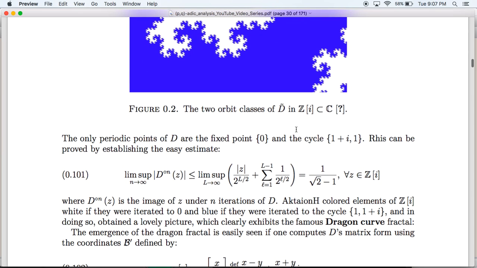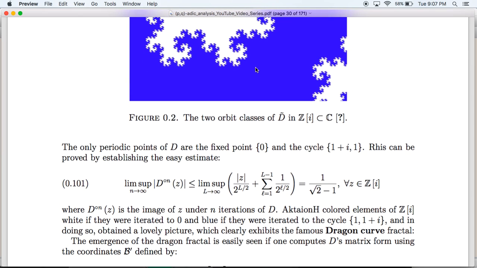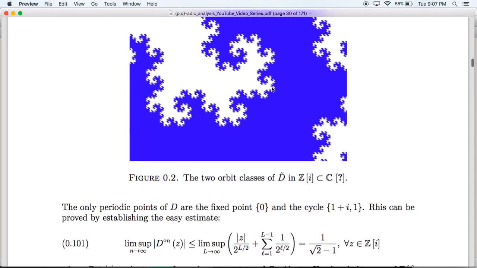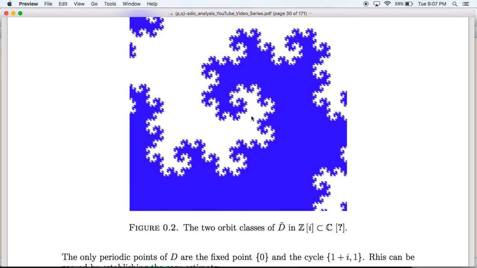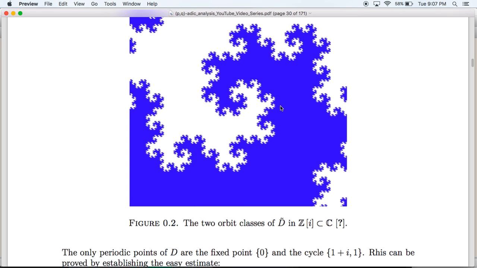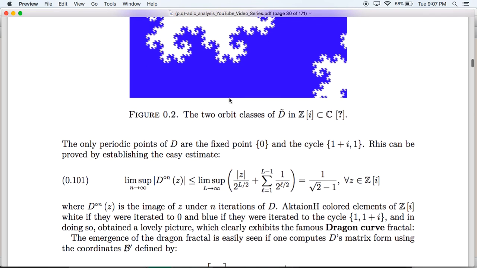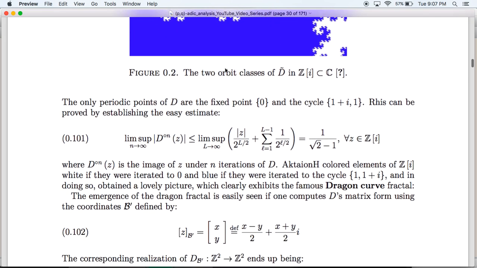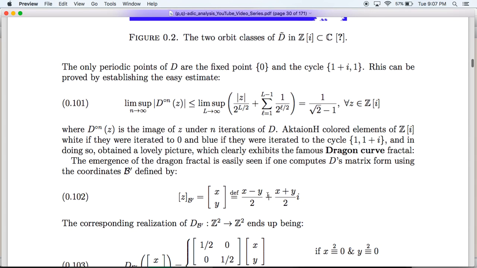So here the elements, the picture we see: it's white if it goes to 0, and blue if it's iterated to the cycle. The reason why I call it D is because we see the famous Heighway dragon curve present, and the emergence of this curve from the map is easily seen if we choose a different set of coordinates, namely this set of coordinates.